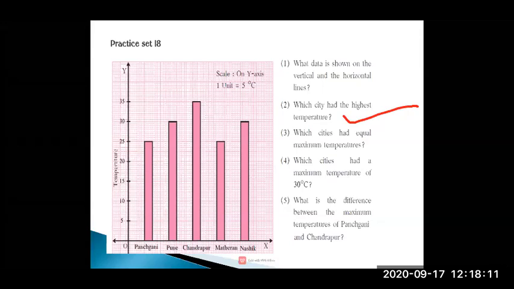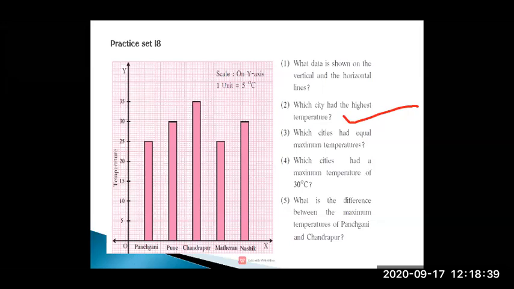You people will make your own answer, your own statement. Just see the question and make your answer. Now the third question is, which cities had equal maximum temperature? Now equal means दोनों. Which cities? ऐसे कौन सा cities है जिसका maximum equal temperature है? Which cities having the equal temperature?